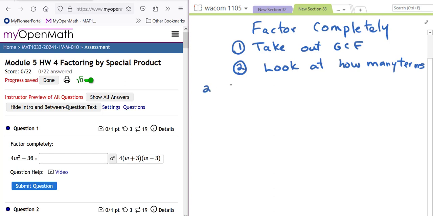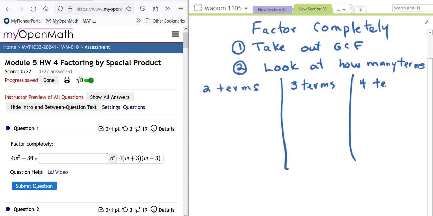So we have problems with 2 terms, problems with 3 terms, and problems with 4 terms. All right, now we've already done GCF at this point when you're at level 2. All right, 2 terms, these are the 2 of the new kinds we learned today.